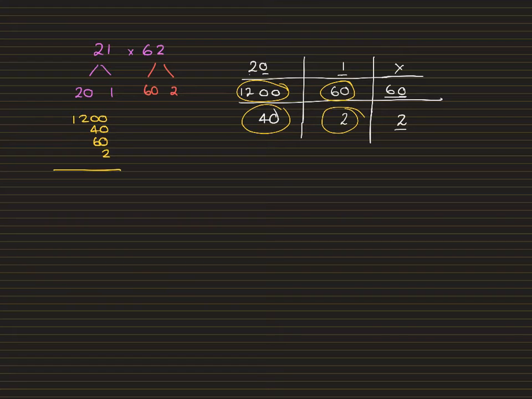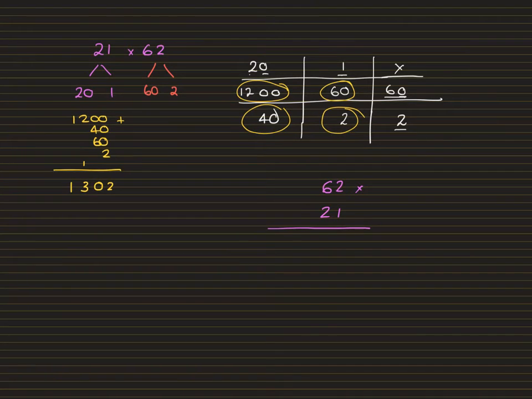And if I add those up, I get 2. 6 plus 4 is 10. Put down the 0, carry the 1. 2 plus 1 is 3. And there's my answer. There's another way of setting it out. And I always put the bigger number at the top. It doesn't matter.